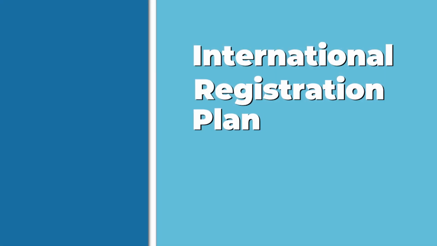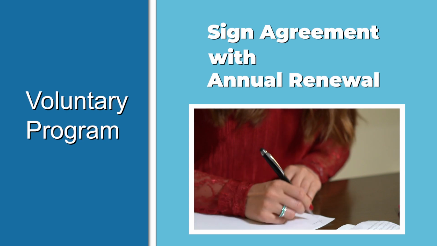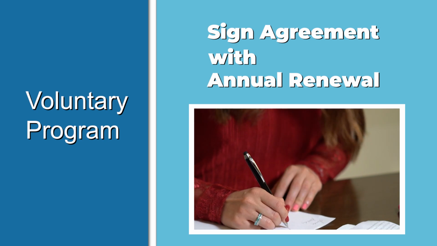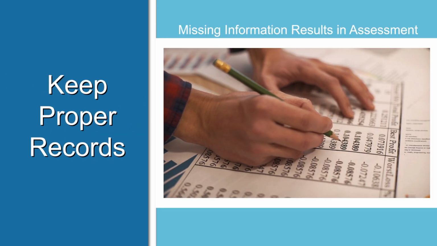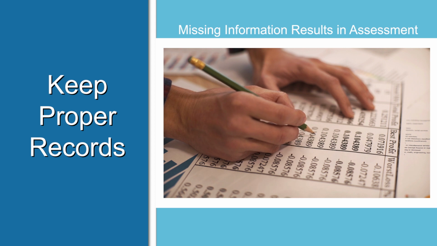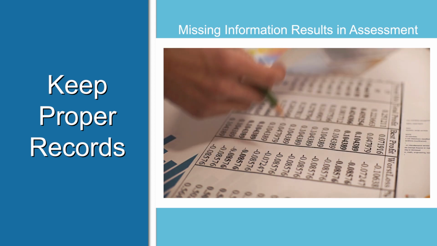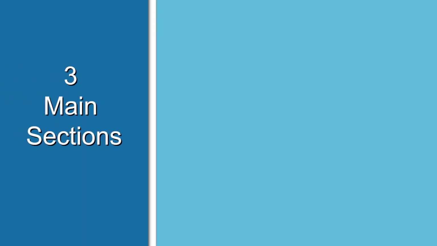The International Registration Plan, or IRP, is a voluntary program, and California requires you to sign an agreement with your annual renewal, saying you will maintain and provide a specific list of records. Keeping proper records is important should the DMV audit them. If you have missing information, you'll receive an assessment equal to 20% of the fees you pay to each jurisdiction during the registration year. These are three main sections of the IRP agreement.